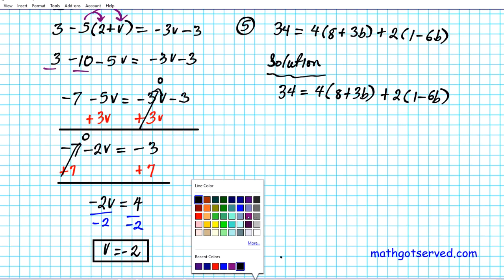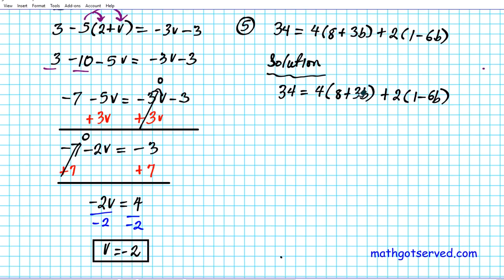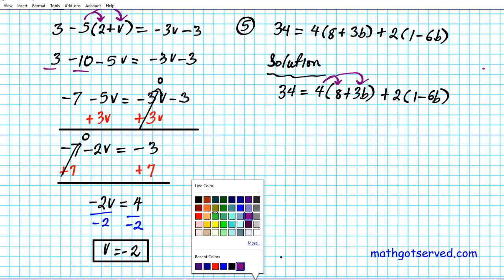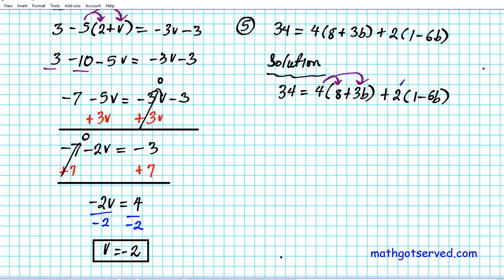Now, if you think back to previous problems when we had parentheses with a number in front, the first move was to get rid of the parentheses as early as possible by doing what? By distributing, applying the distributive property. So we're going to distribute 4 to 8 and 3b, and we will also distribute 2 to 1 and negative 6b. So we have two distributions going on here. That yields 34 equals 32 plus 12b, that's 4 times 8 is 32 and 4 times 3 is 12, and then 2 times 1 is 2 minus 2 times 6, 12b.